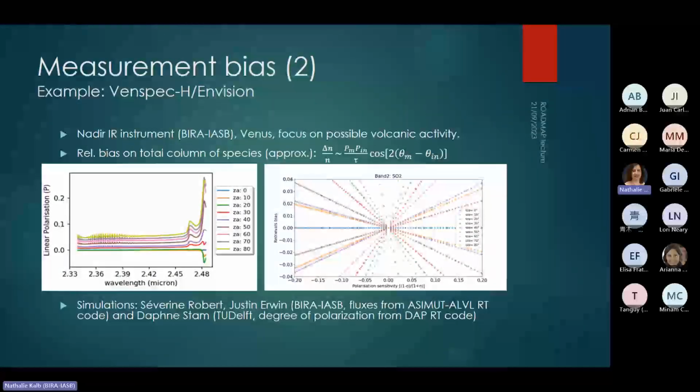I'm giving you an example. We are doing simulations for the VenSpec-H instrument on board the EnVision mission that will be launched within 8 years, something like this.